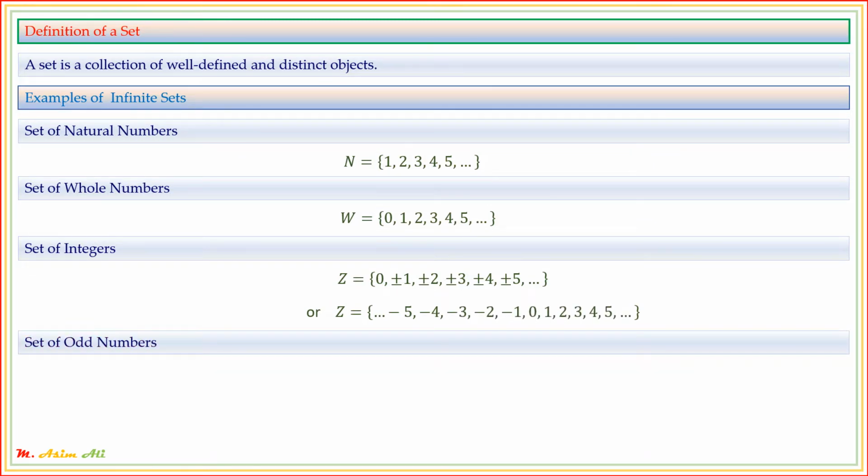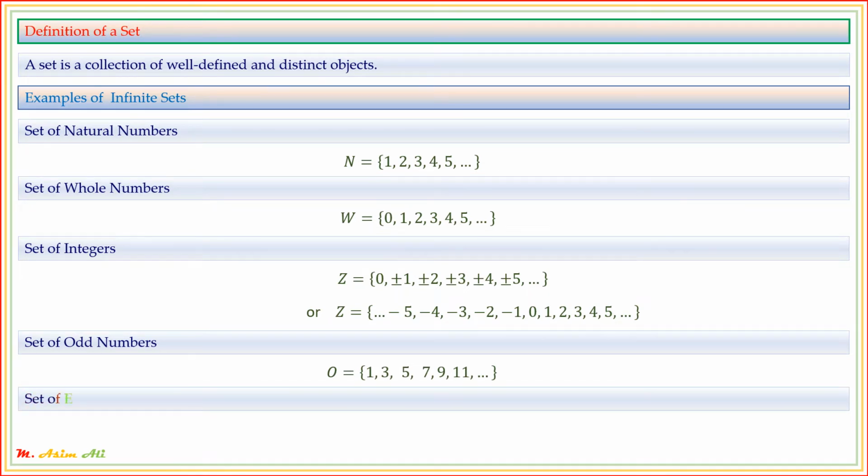And then we have set of odd numbers. Odd numbers are the numbers which are not divisible by 2, which do not divide upon 2. So 1, 3, 5, 7, 9, and so on. These are the odd numbers. And then we have set of even numbers. These are the numbers which divide upon the table of 2: 2, 4, 6, 8, and so on. These are the set of even numbers. Again, this is also an infinite set because it doesn't end at 10. The numbers continue like 10, 12, 14, 16, etc.